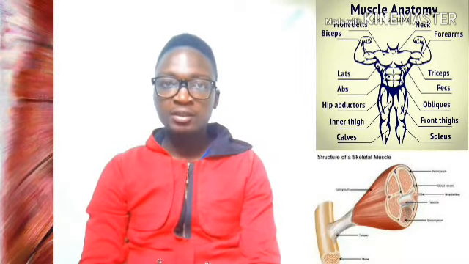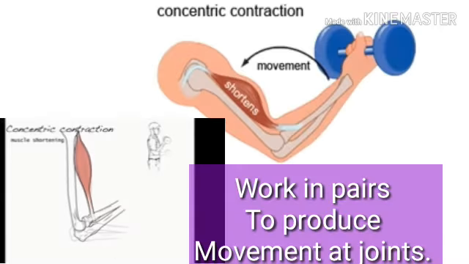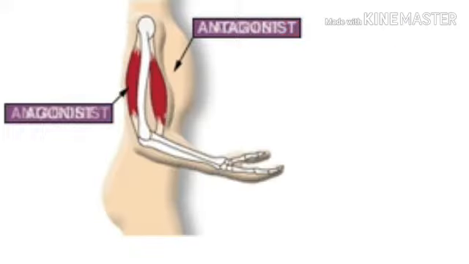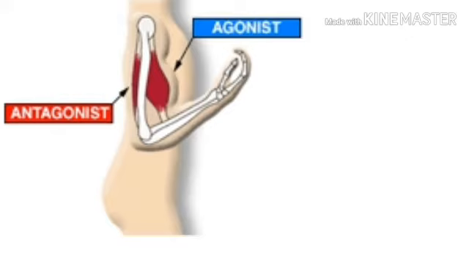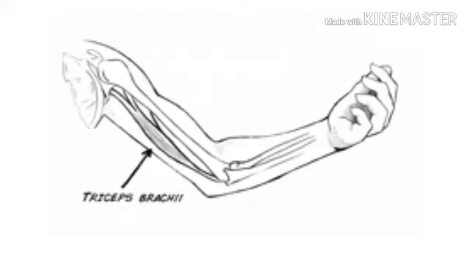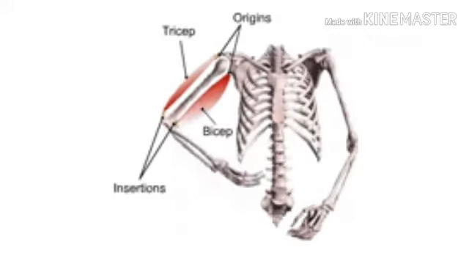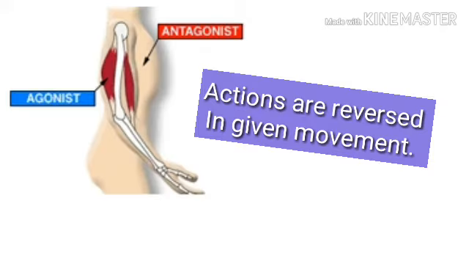Muscle action. Muscles work in pairs to produce movement at the joints. As one muscle, the prime mover, contracts, an opposing muscle, the antagonist, must relax. For example, when the biceps brachii on the anterior surface of the upper arm contracts to flex the arm, the triceps brachii on the posterior surface must relax. When the arm is extended, these actions are reversed.